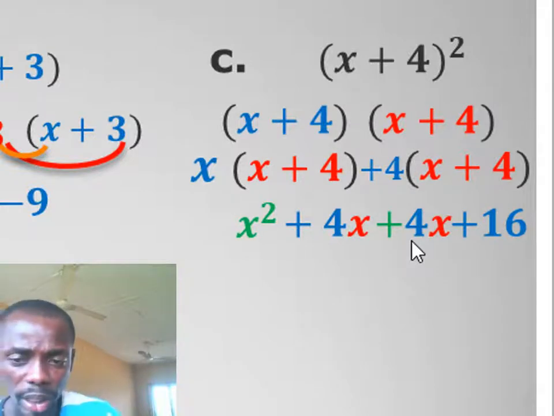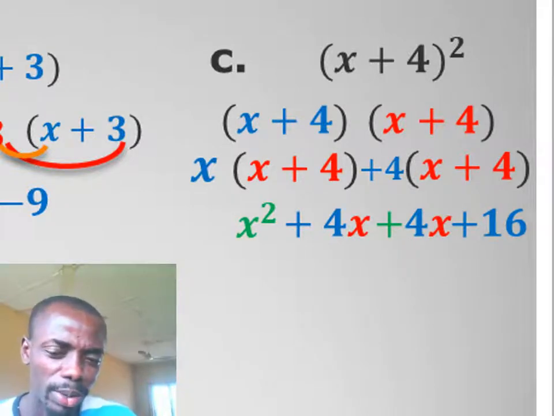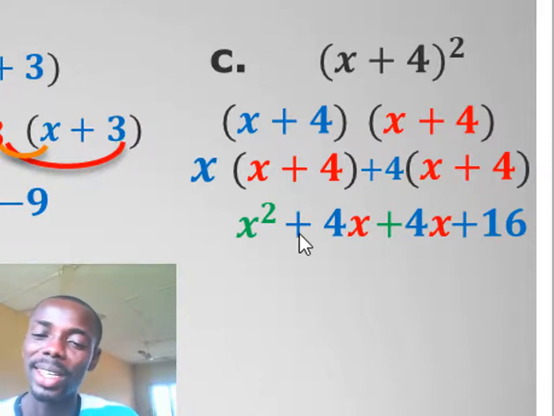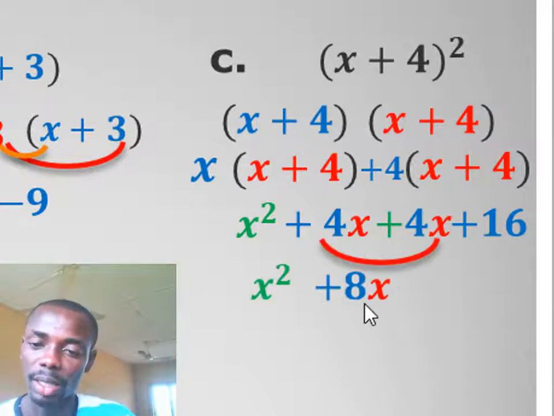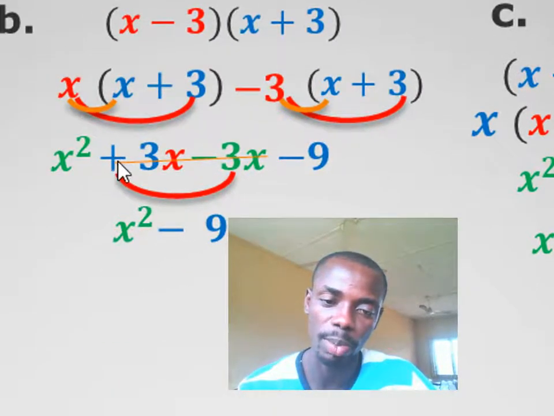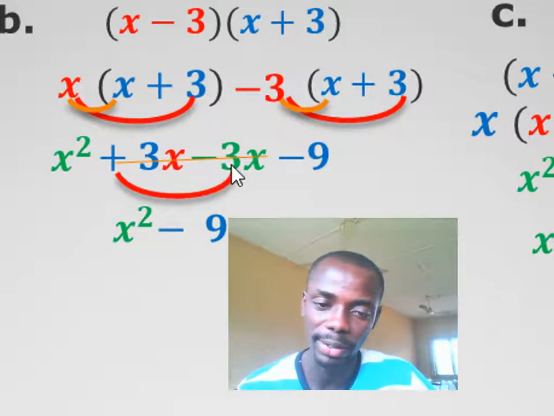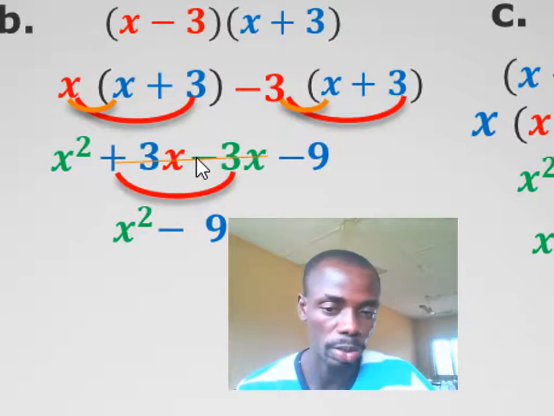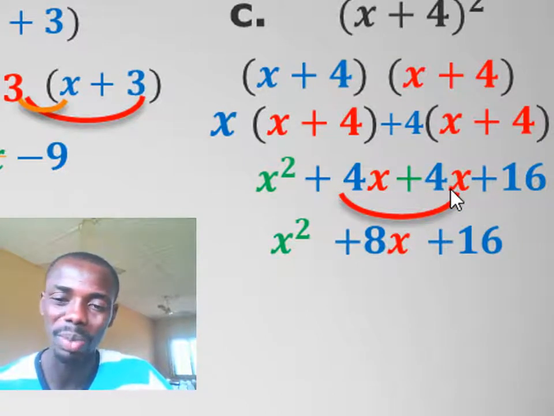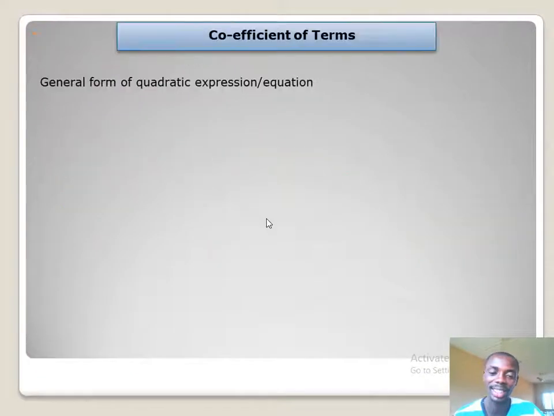Positive 4x and positive 4x. And what is that going to give me? They're going to give me 0? No. They're not going to give me 0. They have the same sign. So, both are going to give me positive 8x. Okay? And I have it there. Then I'm left with what? Plus 16. I hope it's not confusing. Now, remember here is positive 3x and negative 3x. They sum up to 0. Now, here is positive 4x and positive 4x. So you're having positive 8x.